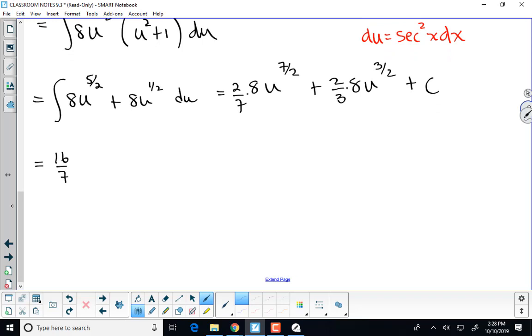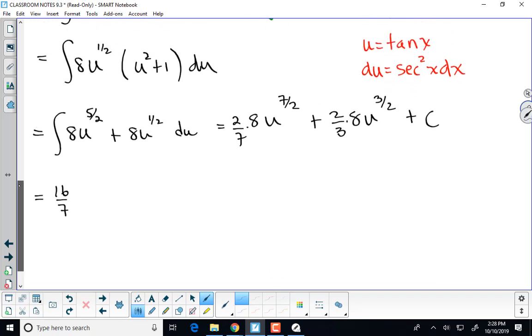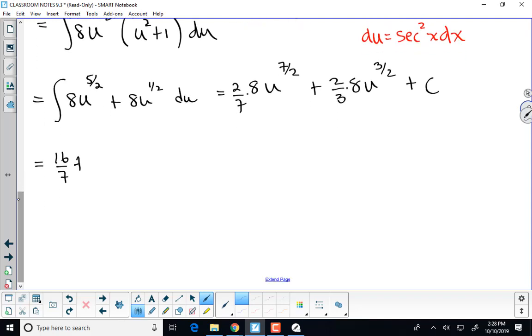And then we had let u be tangent, so this is going to be tan. And let's just write it like he writes it. So 7 halves x plus 16 thirds tangent to 3 halves x plus c.